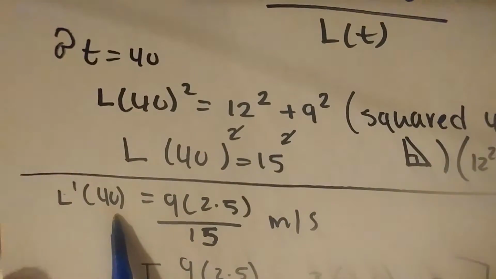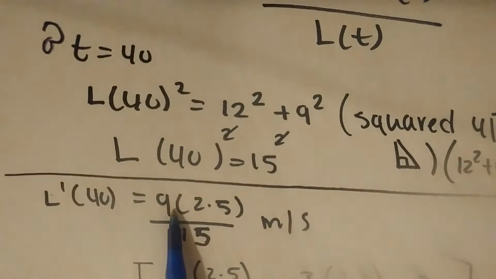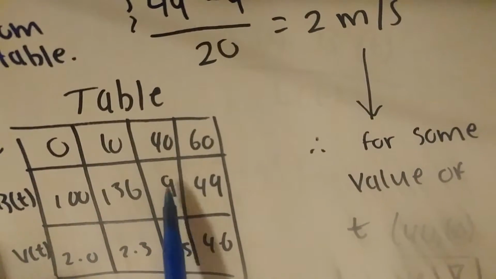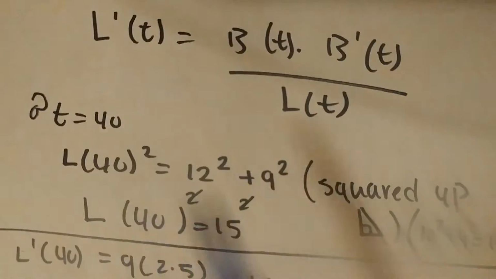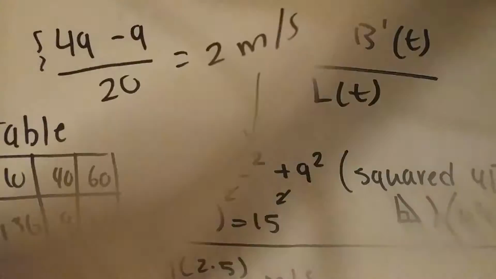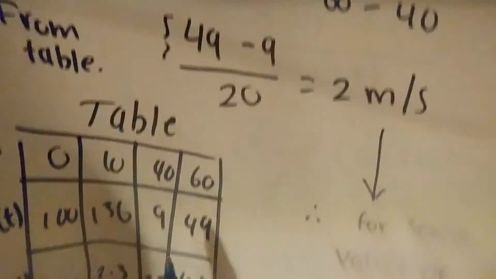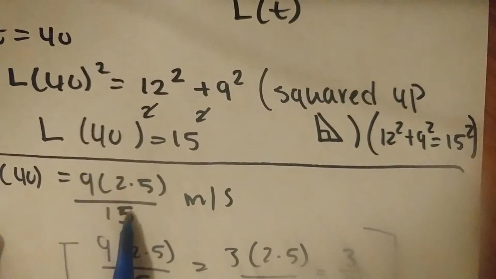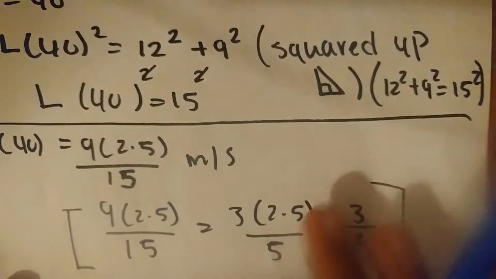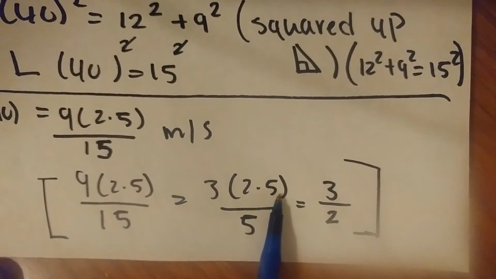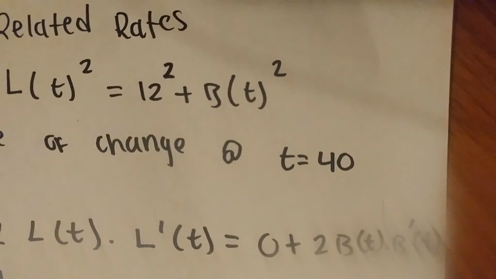So L prime of 40 equals b of 40 times b prime of 40 over L of 40, and I get the 9 from b at 40. So we have 9 times 2.5, because with the 40 and the 9, v of t is 2.5. And once you have that, you just divide by 15, which we just found, which is L of 40, and that's just miles per second. And then you can go ahead and simplify this further, but there is really no need for this. And that's all for number 5.